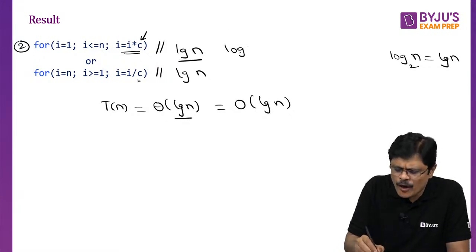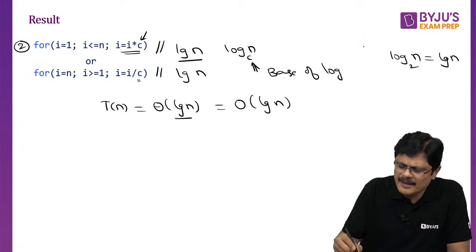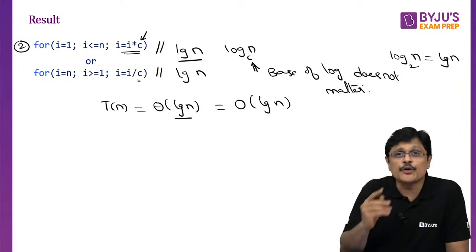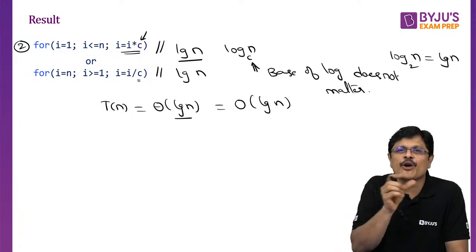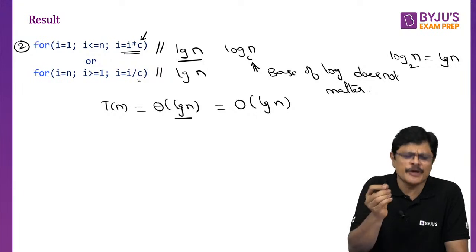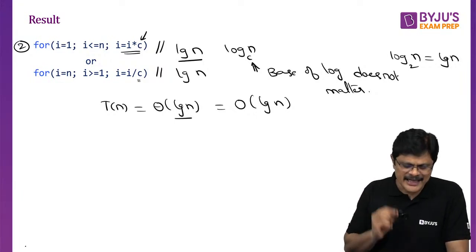If you want, you can write log n to the base c, but the base of logarithm does not matter asymptotically. When you're talking about asymptotic notation, the base of logarithm only gives you a constant factor, and that constant factor is a machine dependent issue, so we ignore it. Am I clear? Hope you understand. So that is the second rule, my dear friends.